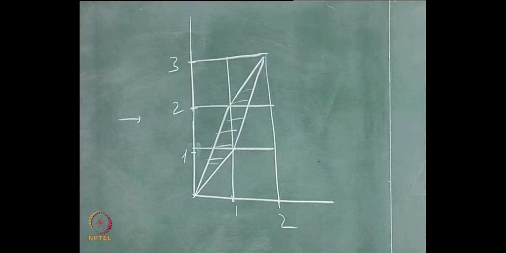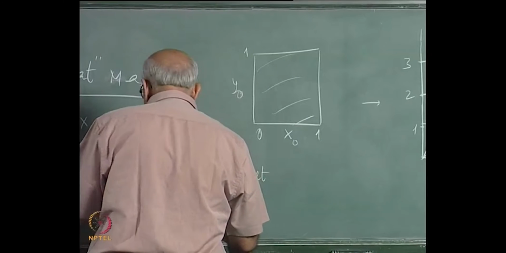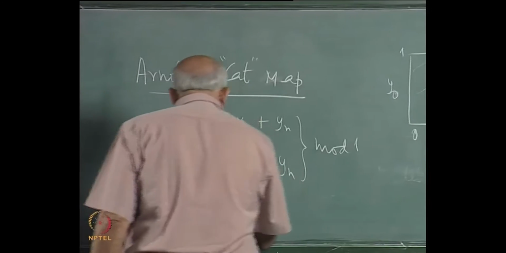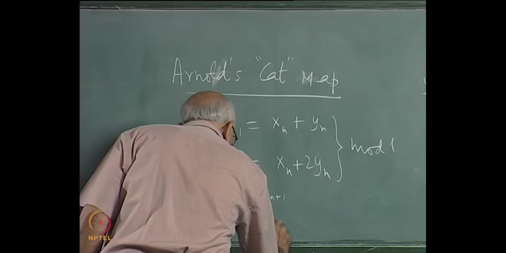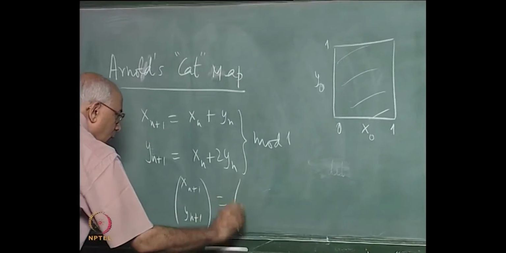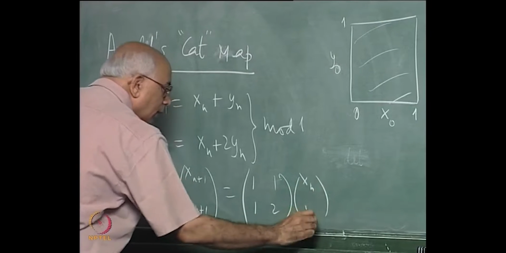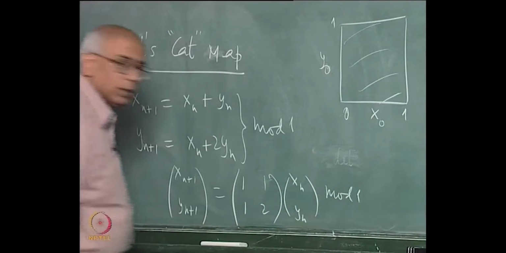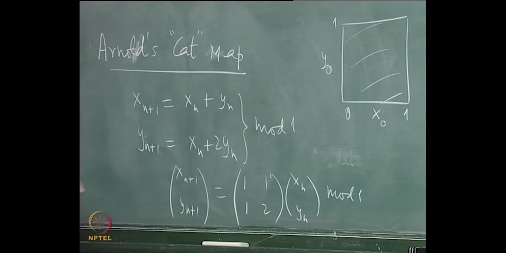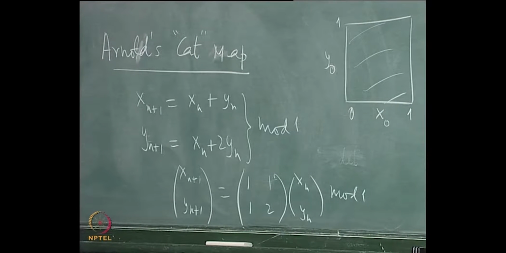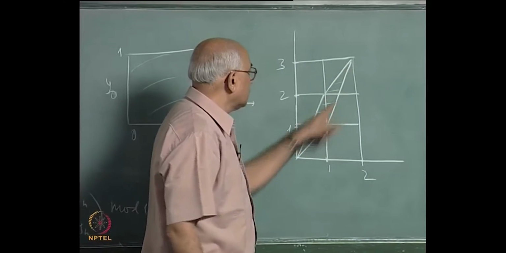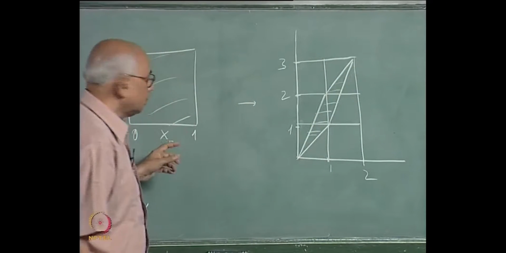What is the total area of this distorted square? That just depends on the determinant of this map. So let us call this map A. What I have is (xn+1, yn+1) equal to the matrix (1 1; 1 2) times (xn, yn), the whole thing modulo 1 of course. The determinant of this matrix is unity, therefore it is measure preserving. We are guaranteed that the area of this object is exactly the same as the unit area.